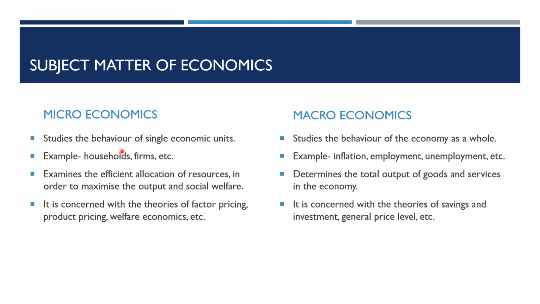Whereas in microeconomics, it's not that way. We're talking just about a single household or firm, and saying that this is how it's happening in this household, so the same thing will apply to the entire economy, and this is how the economy should function. Here, we're seeing that this is what's happening in the entire economy, so this must be happening in each of these households. That's a difference again. And the theories in macroeconomics are theories of savings and investments, general price level, etc. Macroeconomics determines the total output of goods and services in the economy.